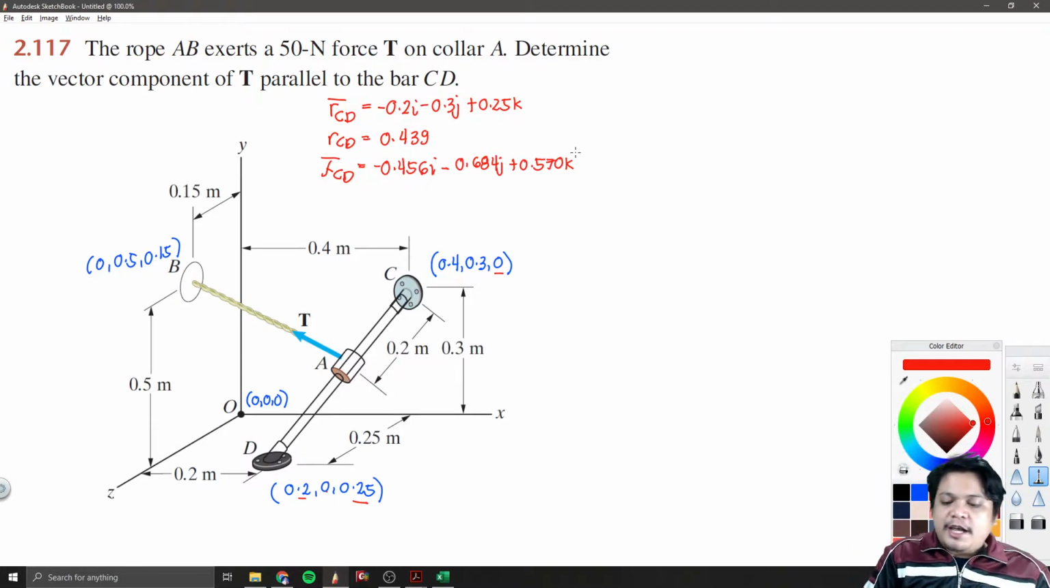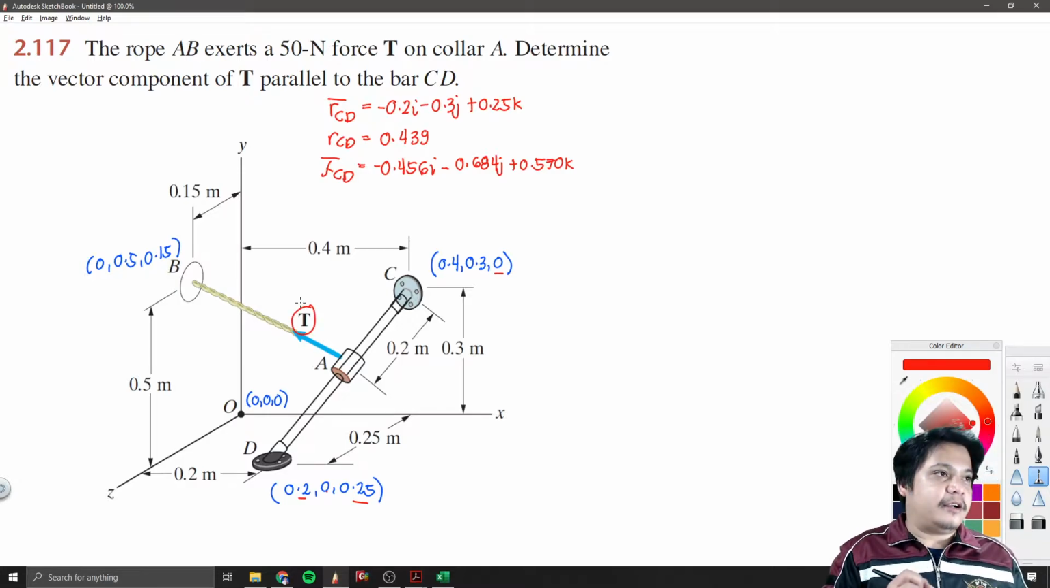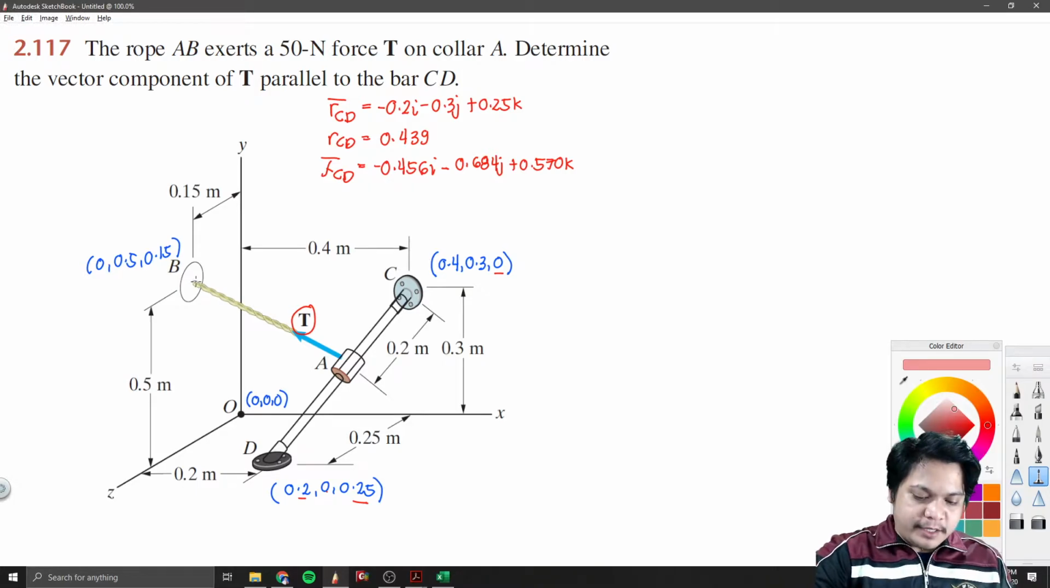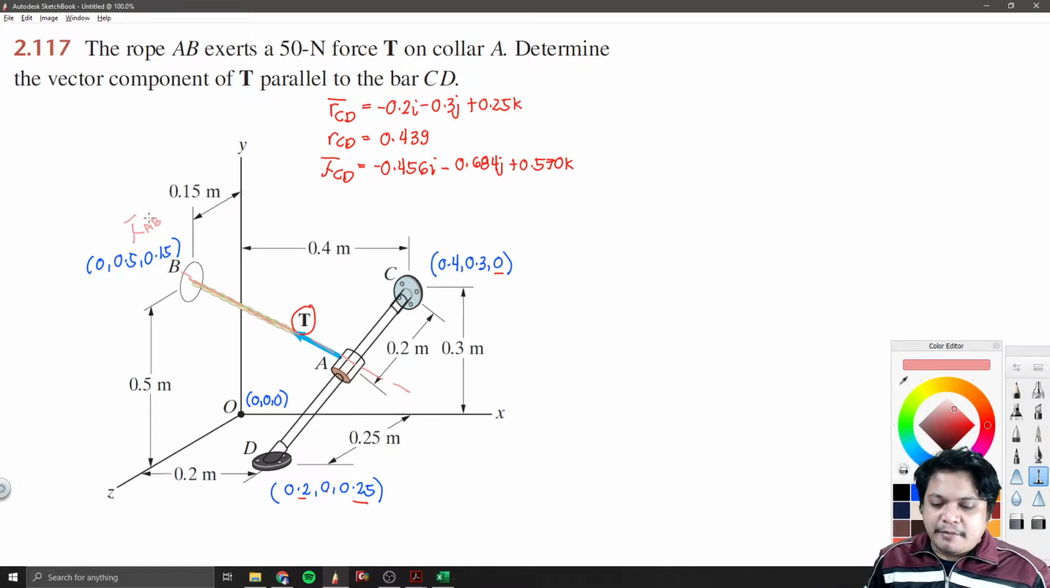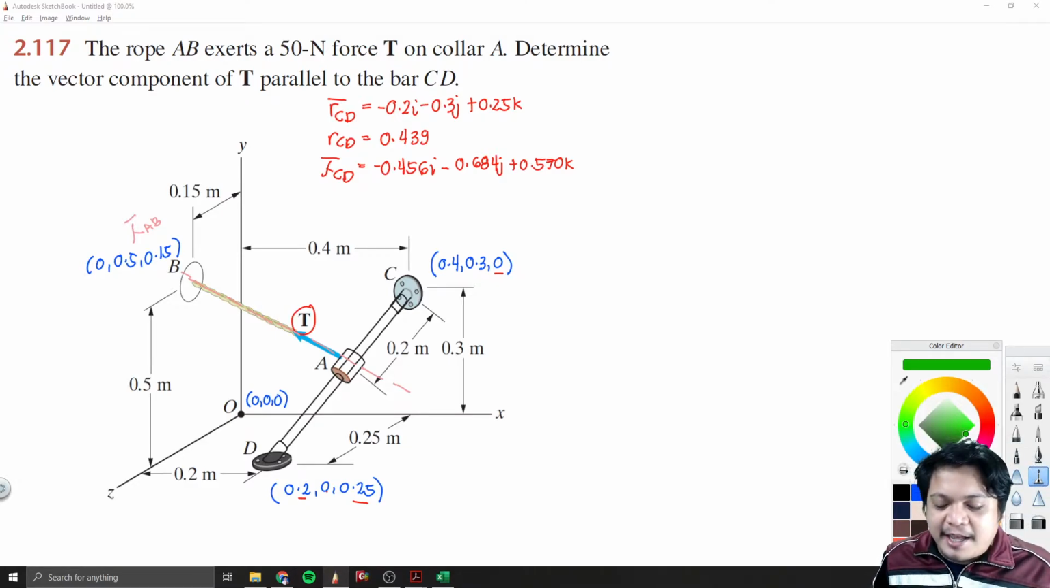So, ngayon, hindi nga lang natin alam kung ano si T. Okay, kailangan natin makuha yung unit vector dito, sa line na to. Kailangan natin makakuha dyan ng unit vector AB. So, kailangan makuha muna natin si RAB. However, si RAB, walang ibinigay, no? Unless na alam natin yung kanyang coordinates. Okay, so pwede natin gawin ganito.